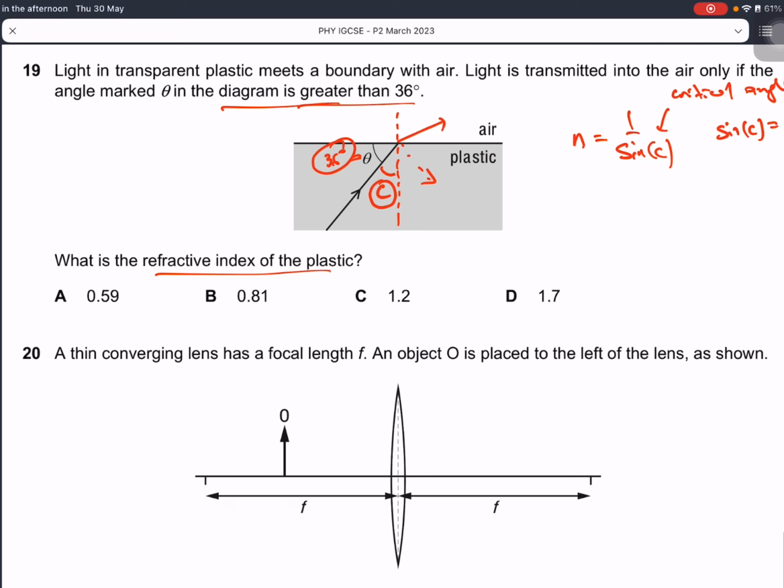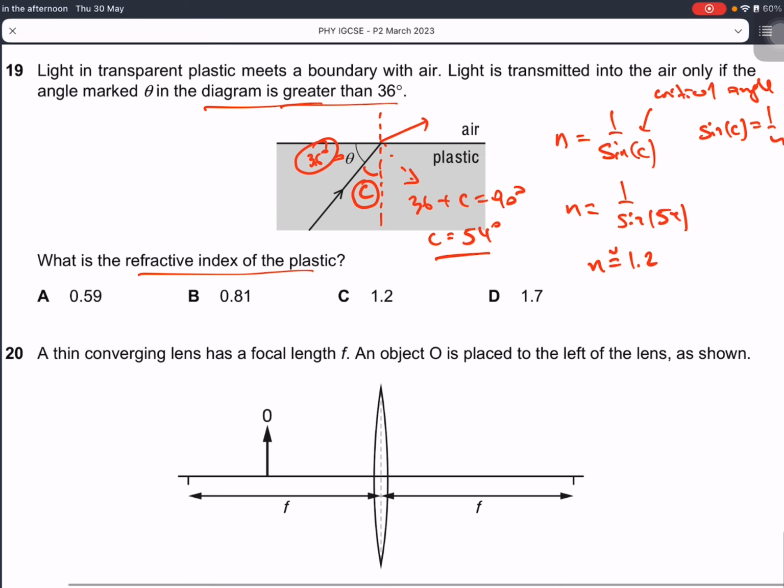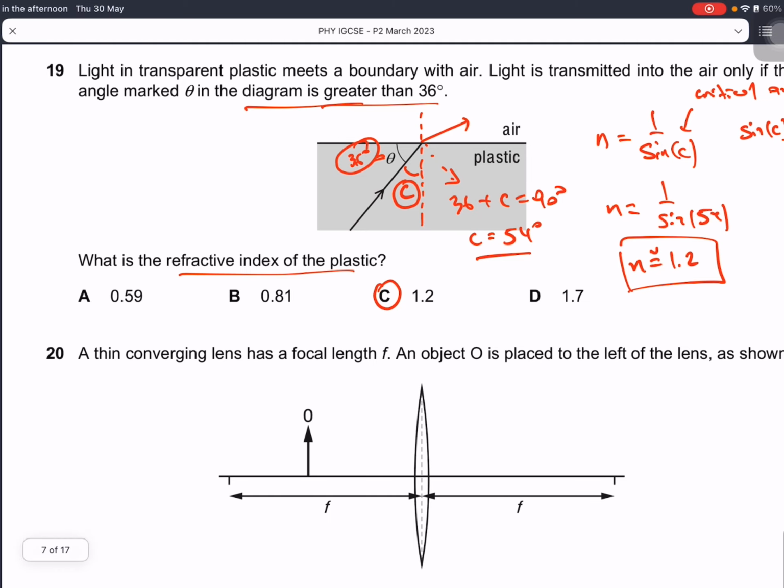So what is c here? If it's 36, plus c should be 90, then c would be 54, isn't it? All right, so it's in degrees. Be very careful. If you check your calculators, if it's in radians, change to degrees, yeah. So n equals 1 over sine 54, then n would be very close to 1.2, okay? It doesn't have a unit, it's just an index, a comparison index, yes, exactly. So 1.2.